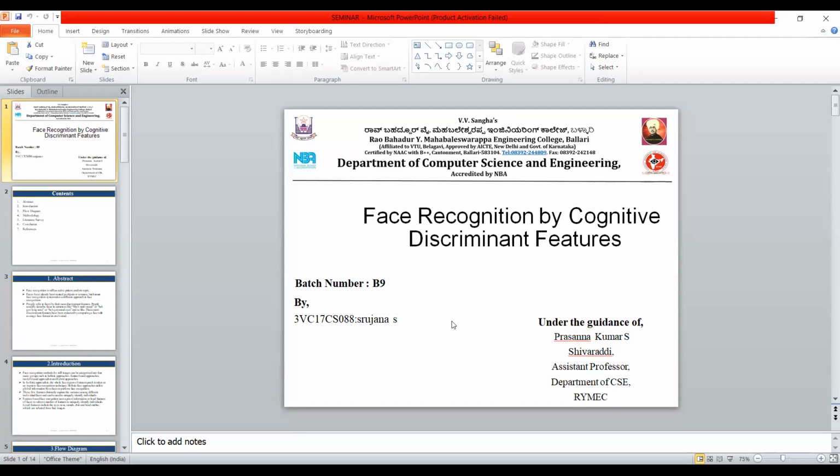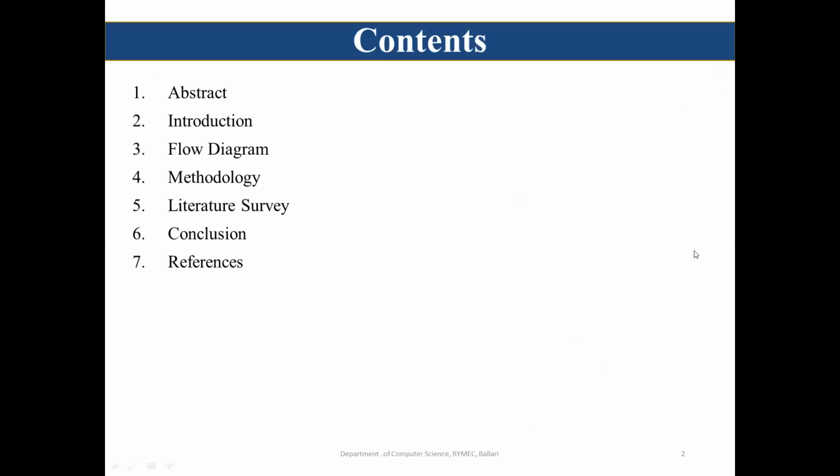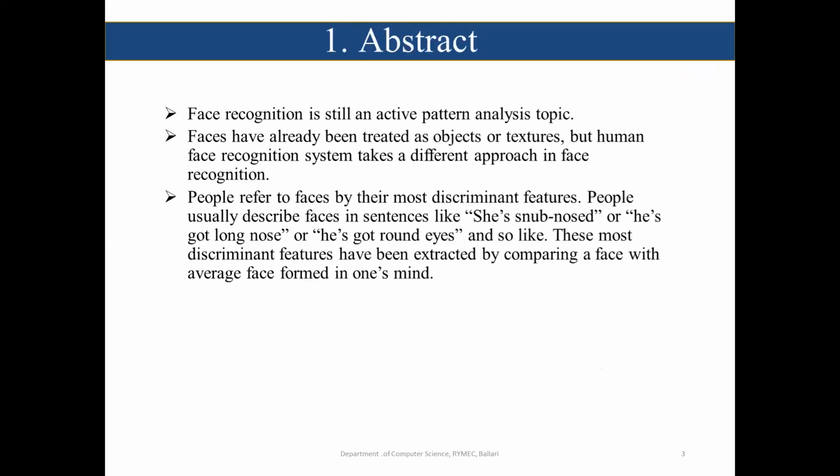And my seminar topic is face recognition by cognitive discriminant features. The contents included in face recognition by cognitive discriminant features are abstract, introduction, flow diagram, methodology, literature survey, conclusion, references. Now let us look into the abstract.